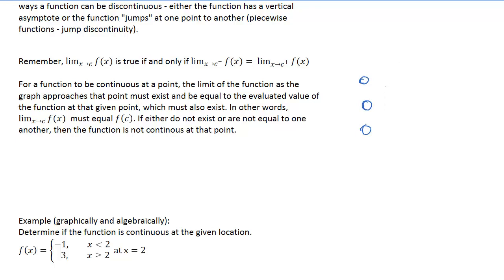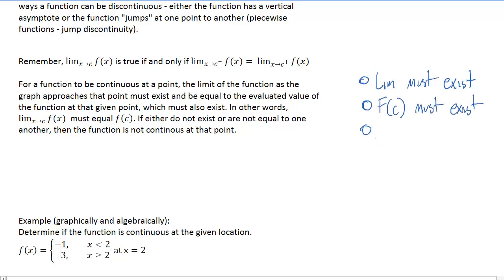1, 2, 3. Alright, so first off, the limit must exist. The second rule is that the evaluated value at the point must exist, so f of c must exist. And then the third rule is that the limit must be equal to f of c. And if any of these things are not true, then the function is not continuous at that point.